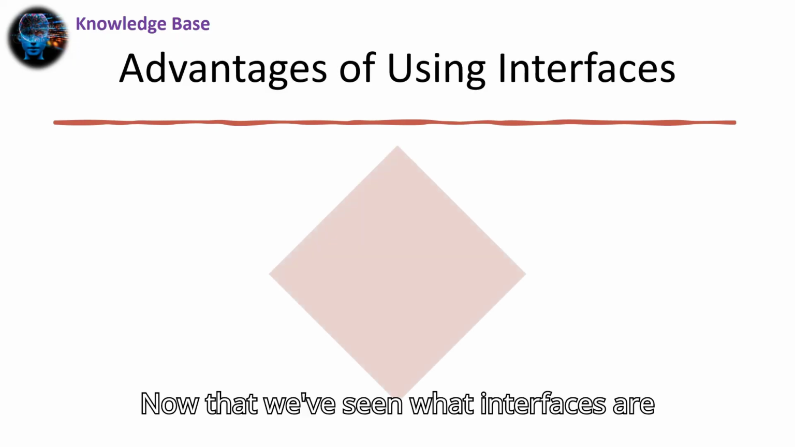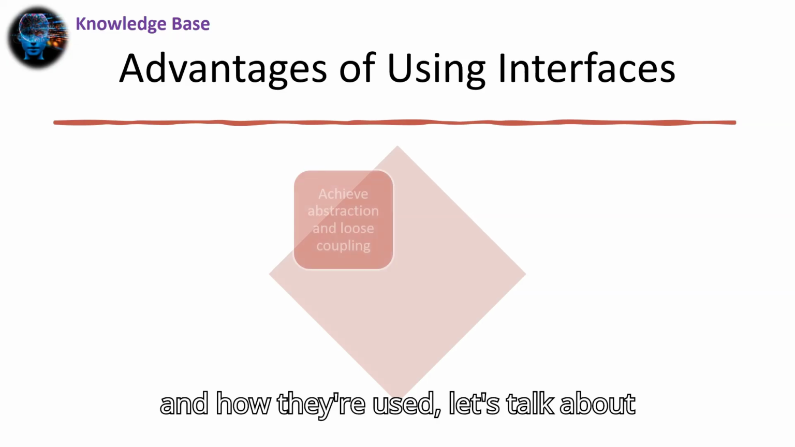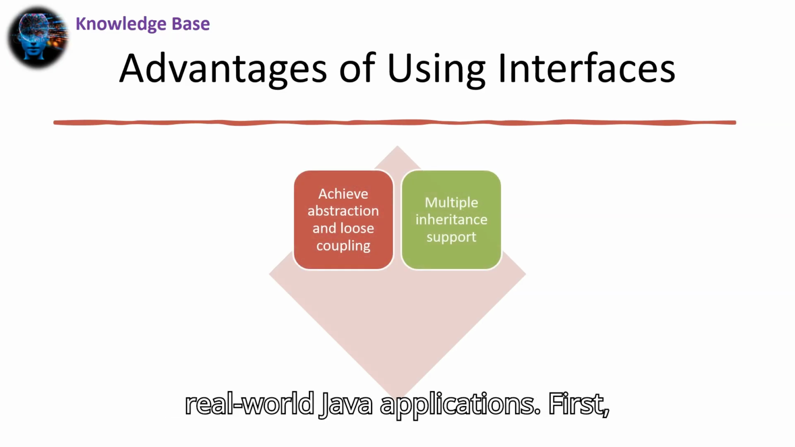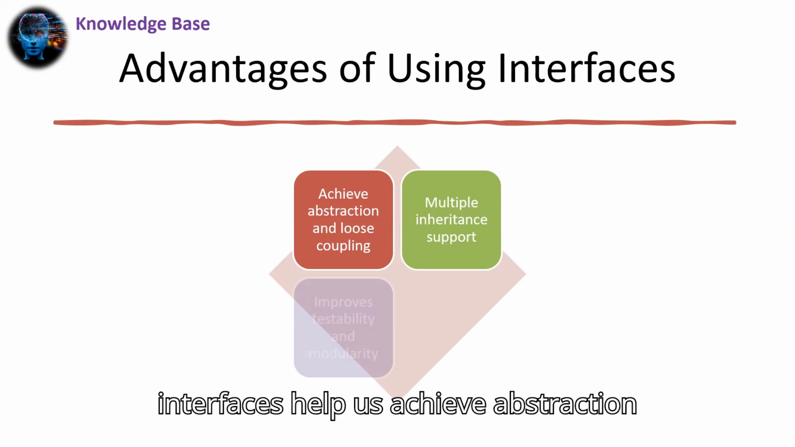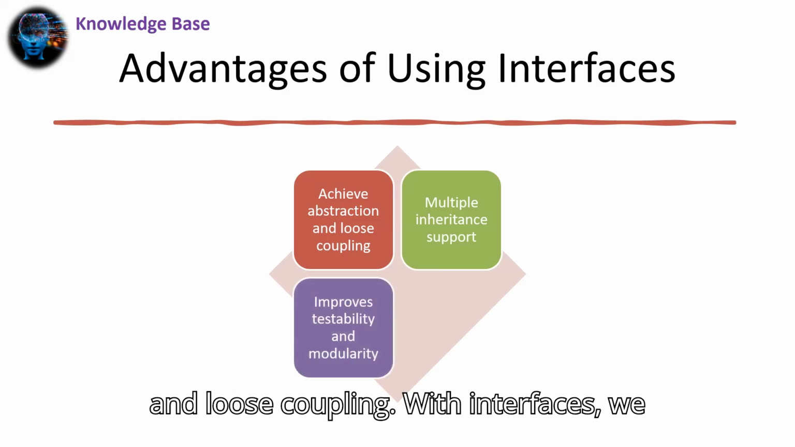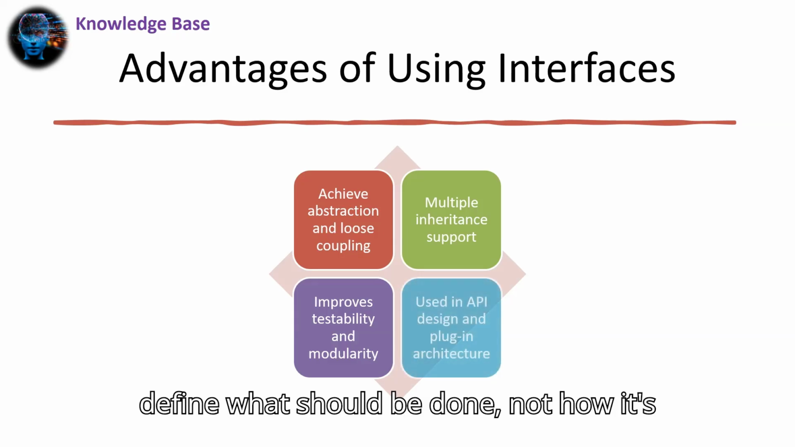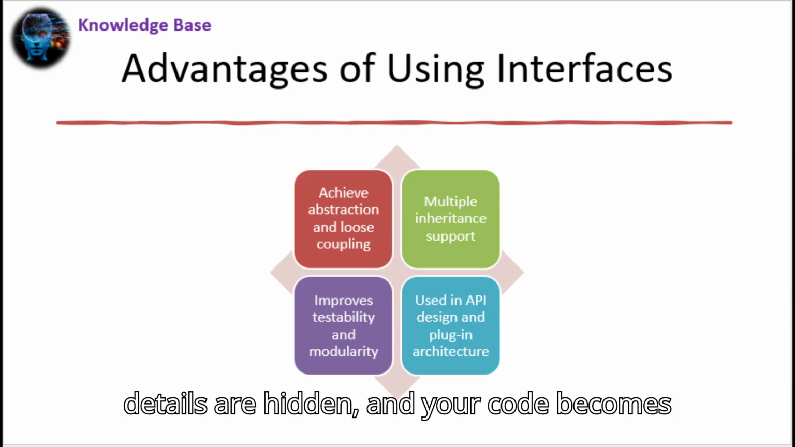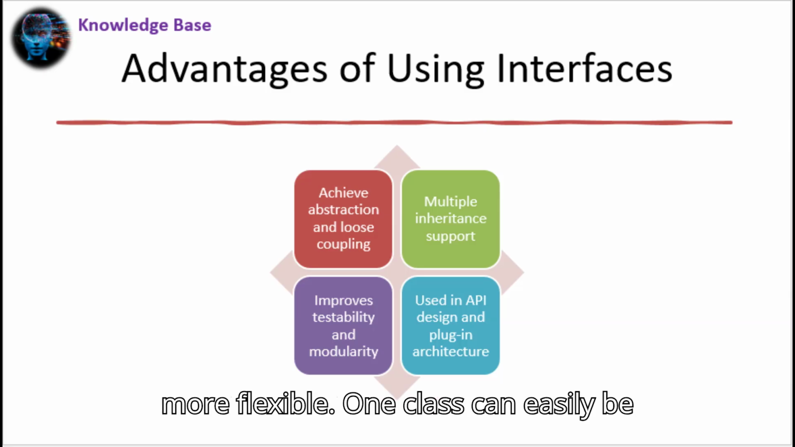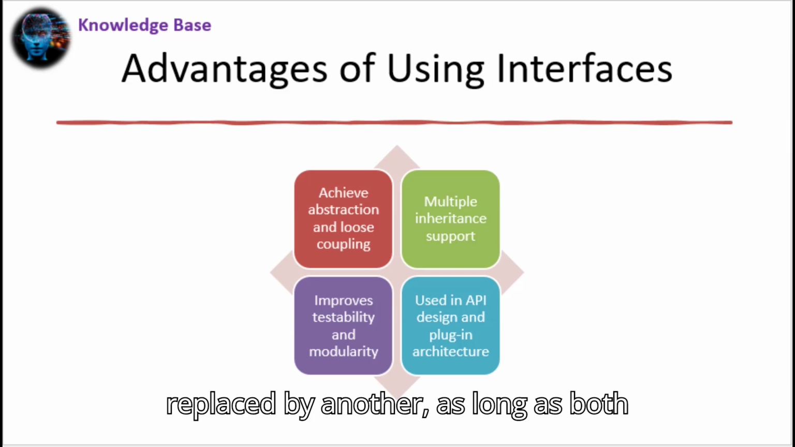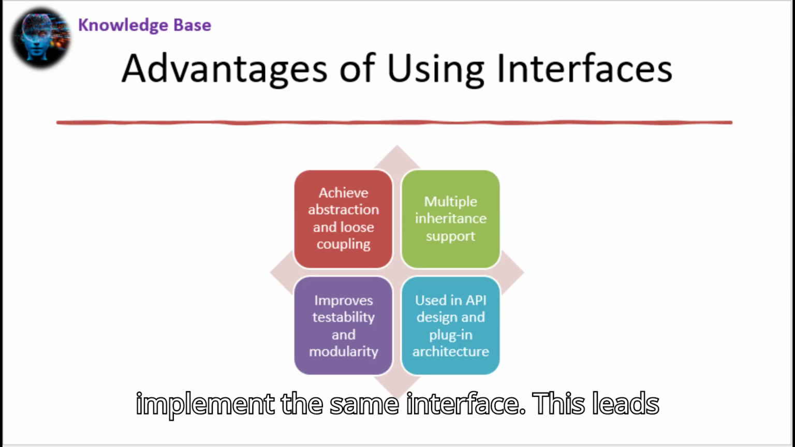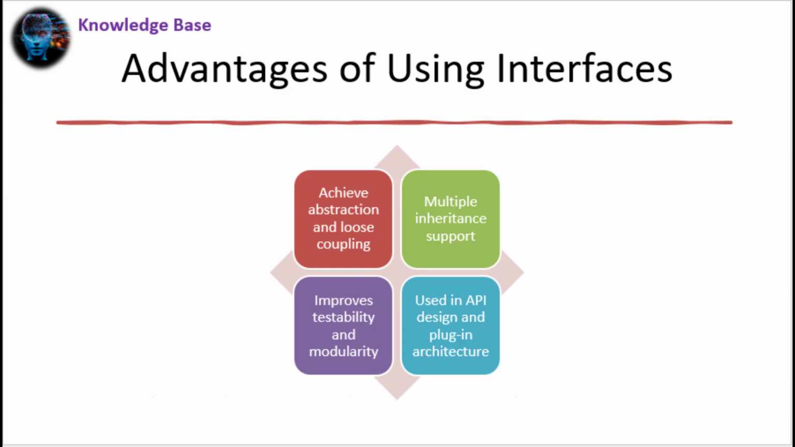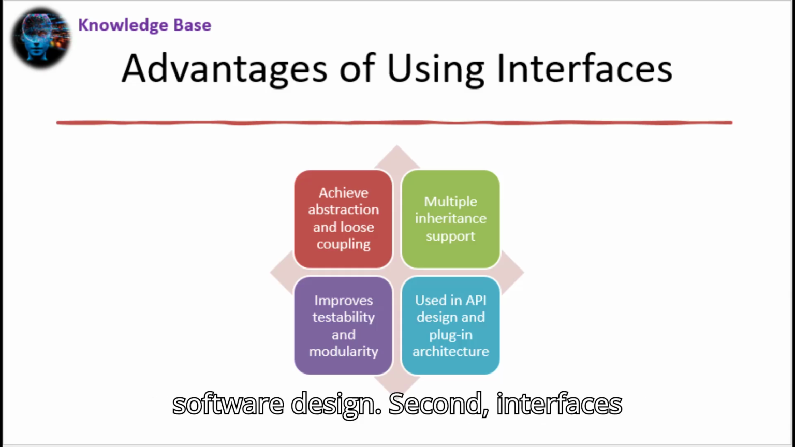Now that we've seen what interfaces are and how they're used, let's talk about the advantages of using them in real-world Java applications. First, interfaces help us achieve abstraction and loose coupling. With interfaces, we define what should be done, not how it's done. This means the implementation details are hidden, and your code becomes more flexible. One class can easily be replaced by another as long as both implement the same interface. This leads to loose coupling between components, which is a core principle of good software design.